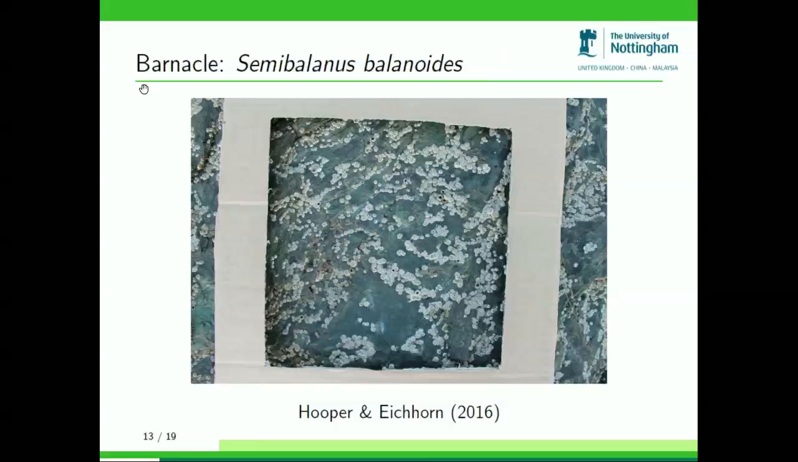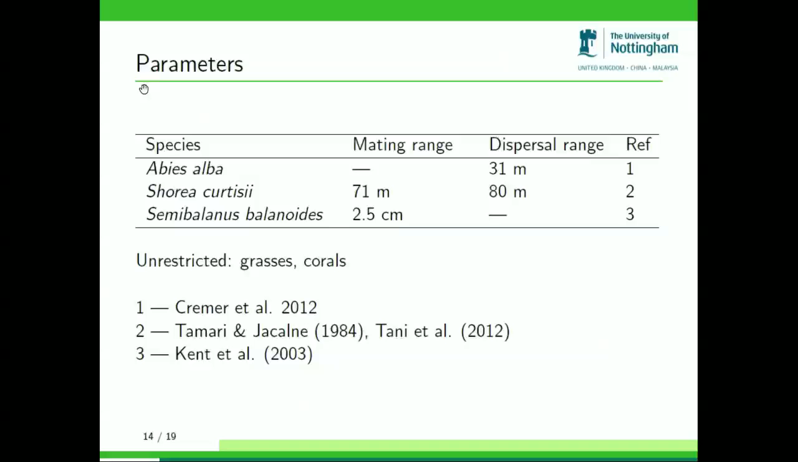And the reason the acorn barnacle does this, if you know anything about acorn barnacles, is because they have enormous penises and they need physical contact in order to reproduce. So their reproductive range is within 2.5 centimetres, but their dispersal range is effectively unlimited. But they've got this extra process in their life cycle, this extra movement step. We therefore have three different syndromes.